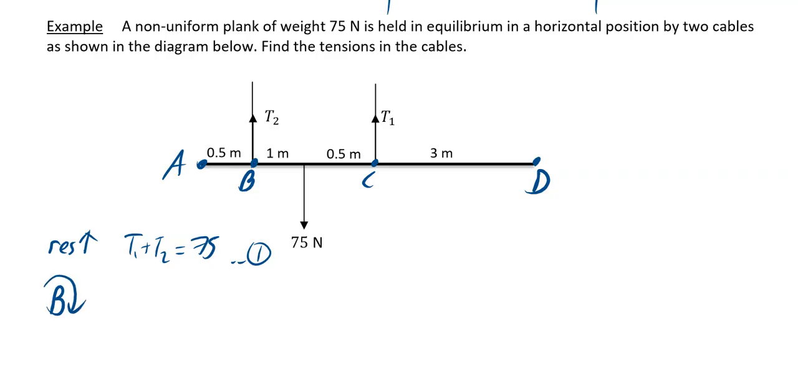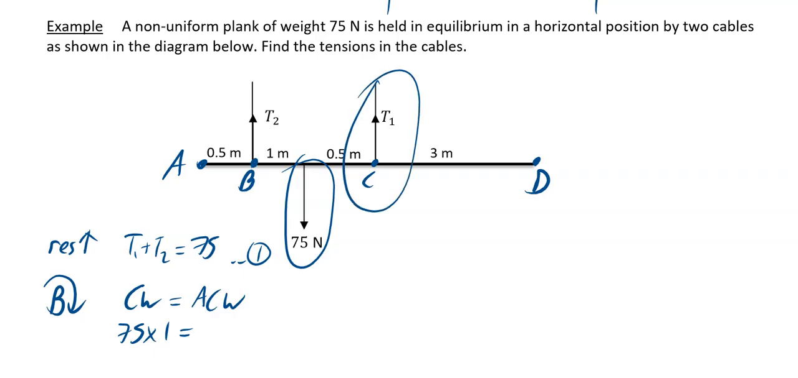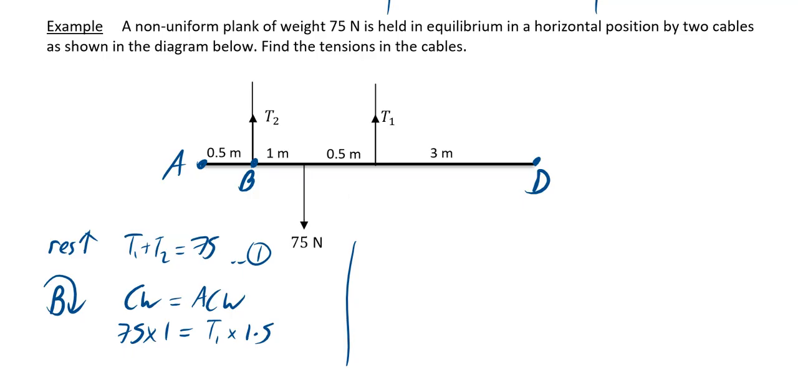If I take moments about B, I'm just going to say clockwise is equal to anti-clockwise. So my clockwise moment would be 75, and that's 1 meter away. My anti-clockwise moment would be T1, and it is 1.5 meters away. So we'll go on with that and see what we get.